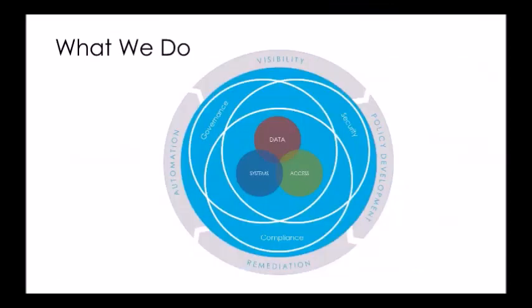Now, let's get into what we do. I want you to focus on the three inner circles: data, systems, and access. These circles represent a typical information technology landscape. First is the data. This is the information all companies create and use each day in the operation of their business. Next is systems. Systems can be on-premise, off-premise, or in the cloud. The most common scenario is a blend of all three.